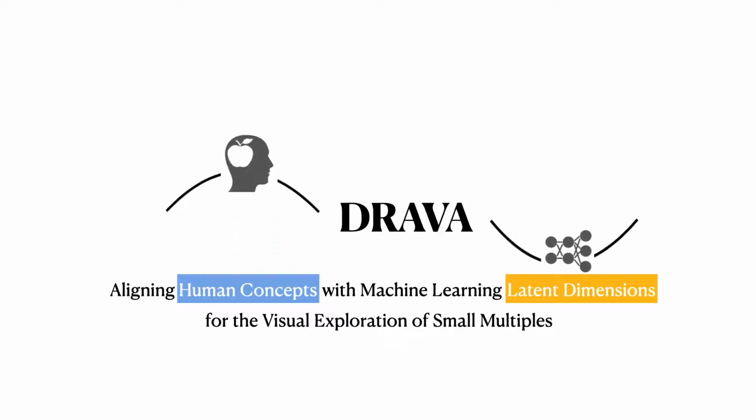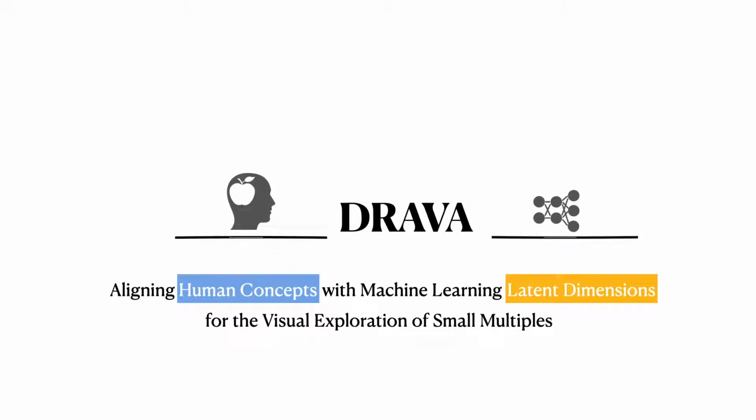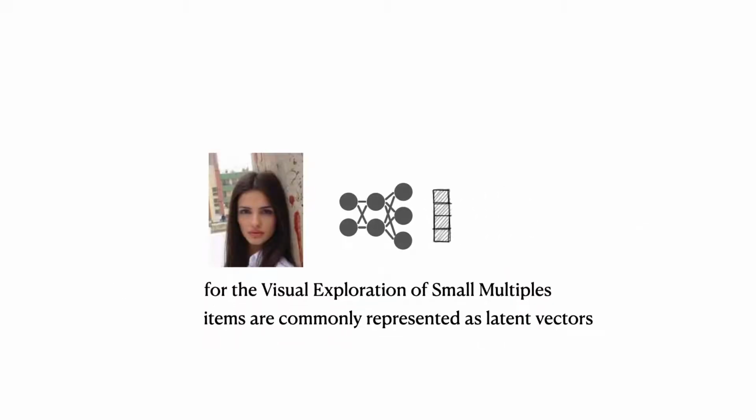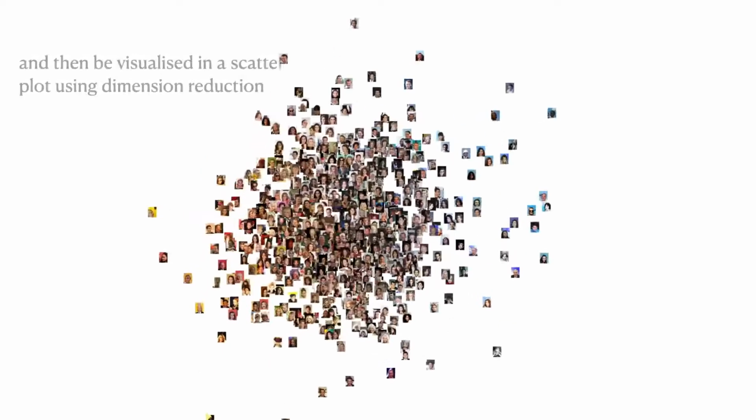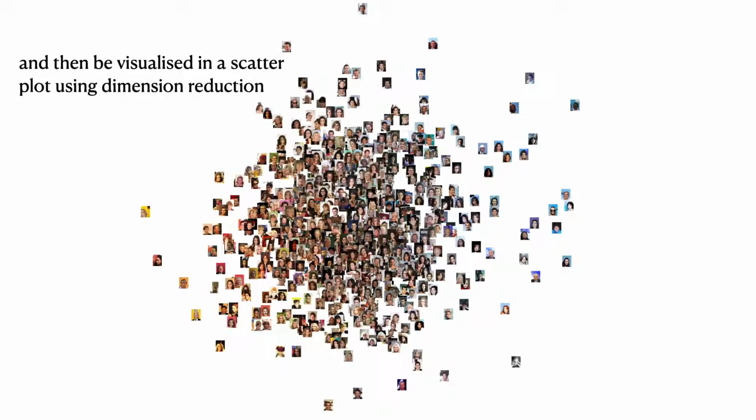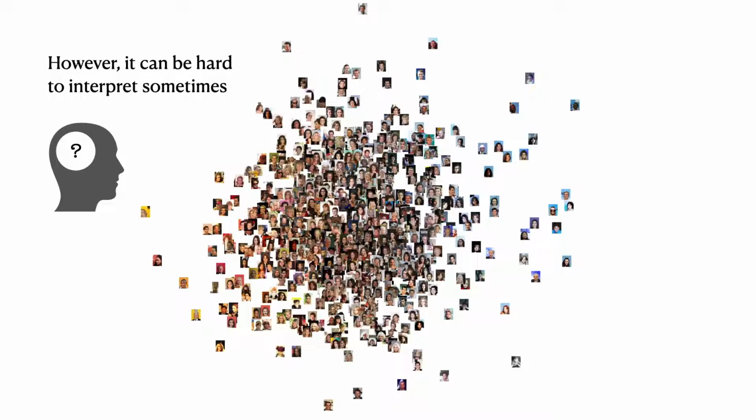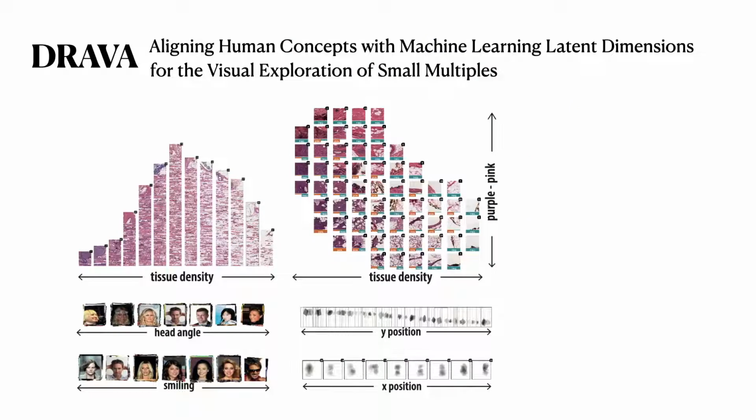This study presents DRAVA, aligning human concepts with machine learning latent dimensions, for the visual exploration of small multiples. Small multiples are commonly represented as latent vectors and then visualized in a scatter plot using dimension reduction. Even though revealing interesting patterns, this method can be hard to interpret. We propose DRAVA to address this issue.